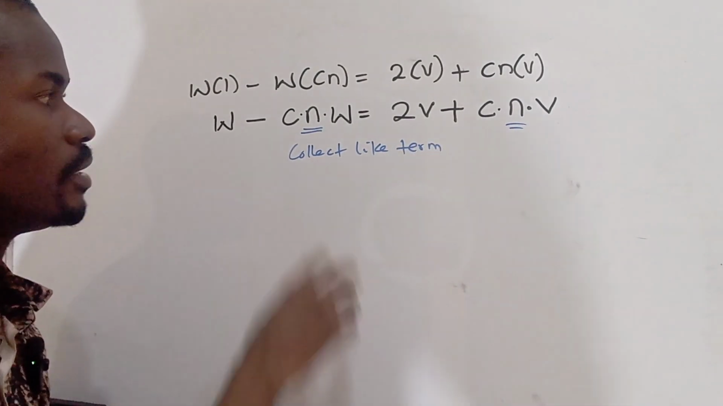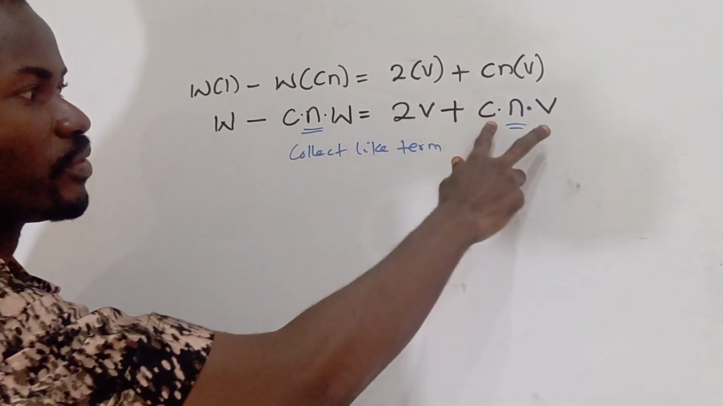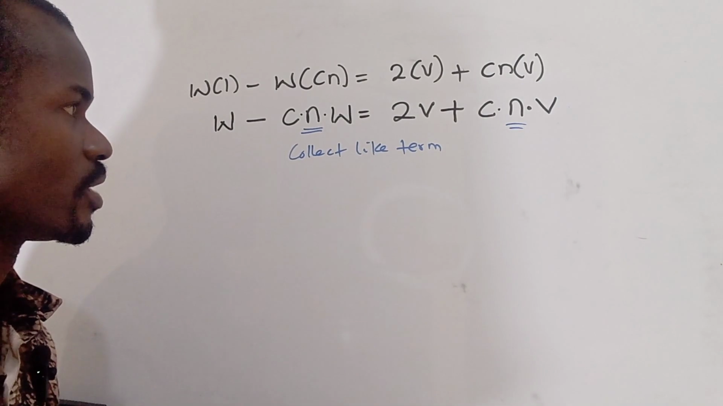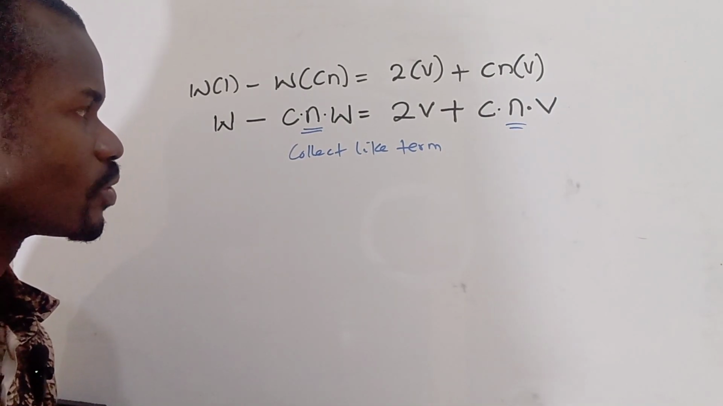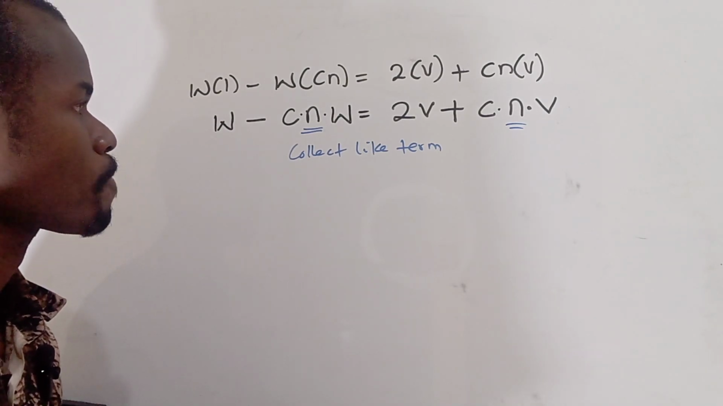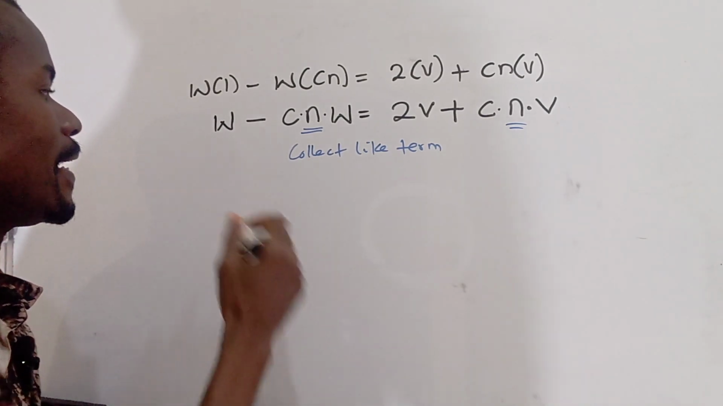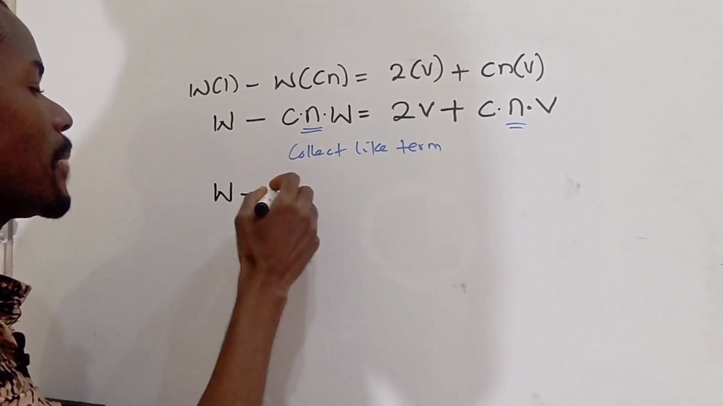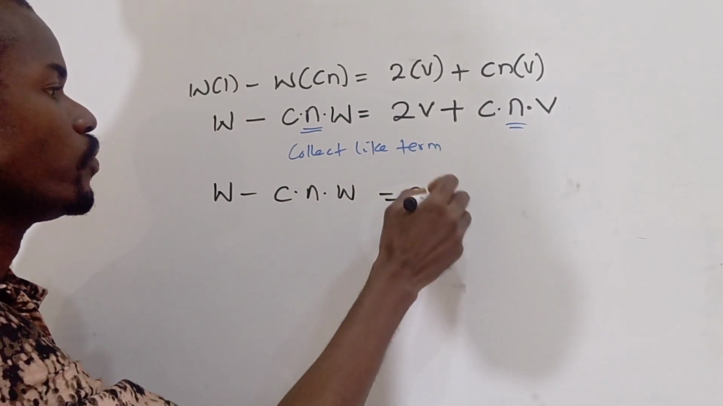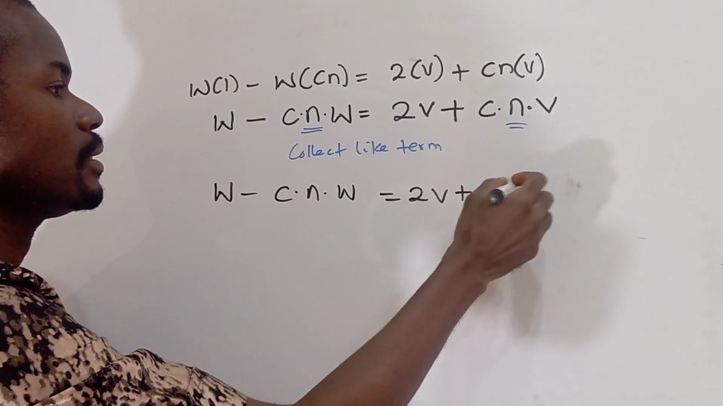So I want to bring all the expressions of N to one side and keep the rest on the other side. So let's see how we can do that. All right. So to do that, I have W minus CNW equals 2V plus CNV.